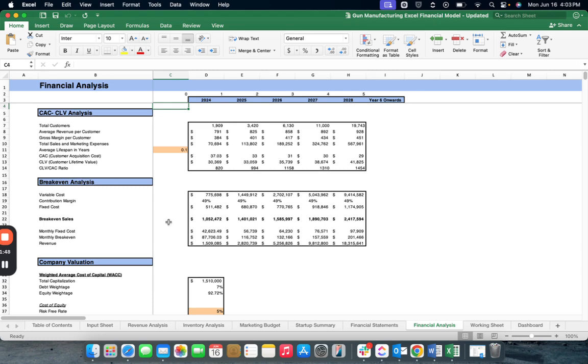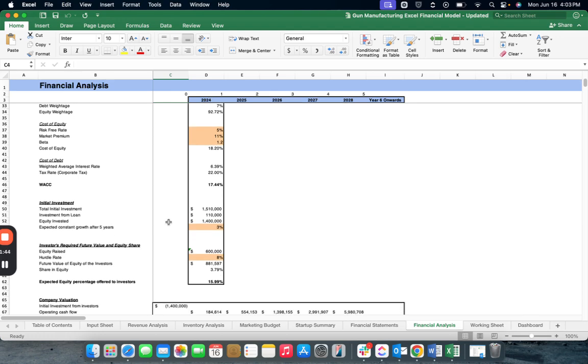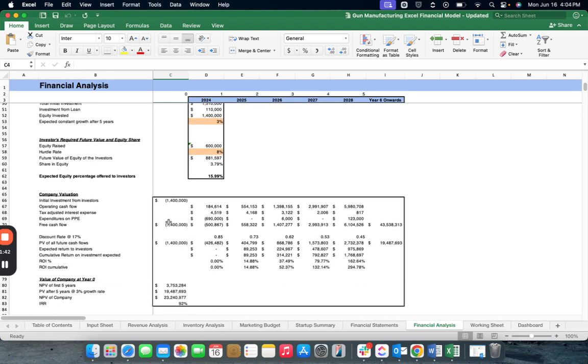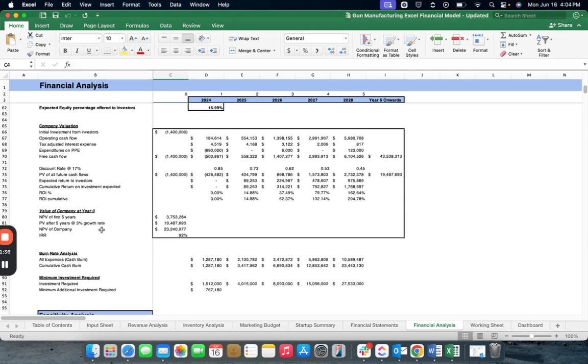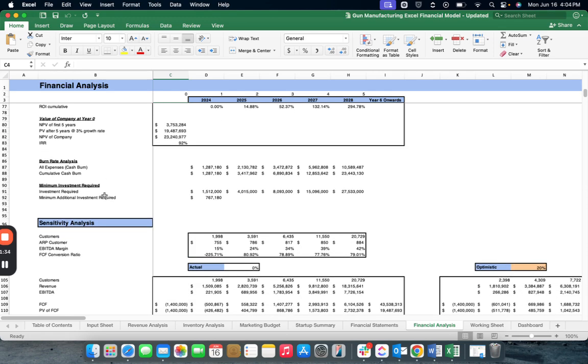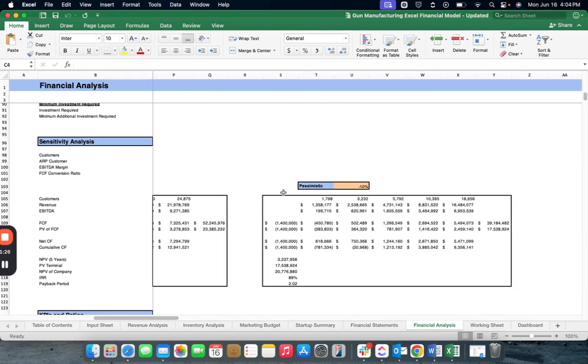We have break-even analysis. We have company valuation, which contains weighted average cost of capital, initial investment, company valuation, and NPV of 5 years at a 3% growth rate. We have burn rate analysis. We have a summary for minimum investment required. Then we have sensitivity analysis on actual, optimistic, and pessimistic bases.